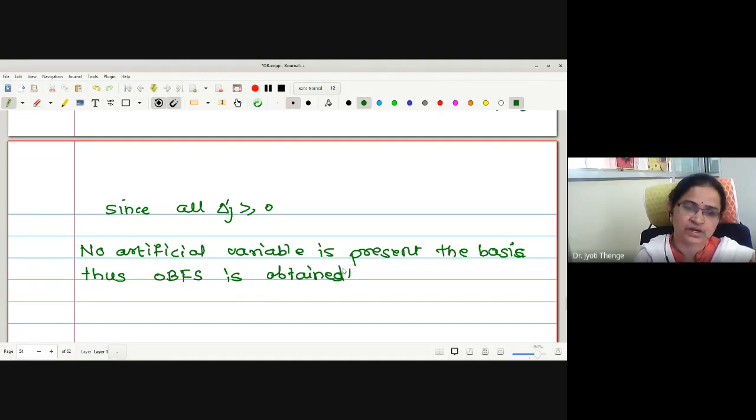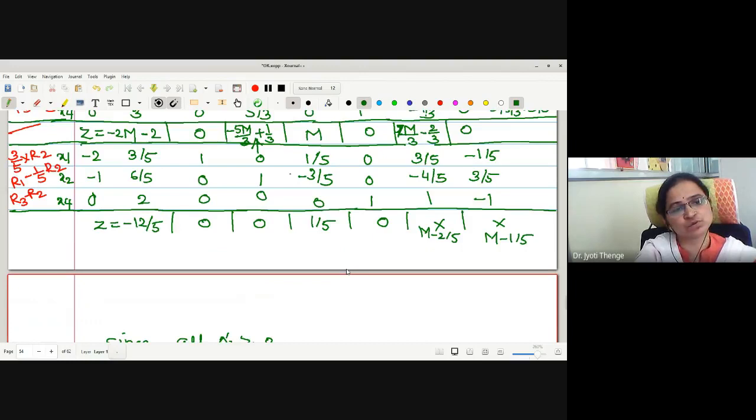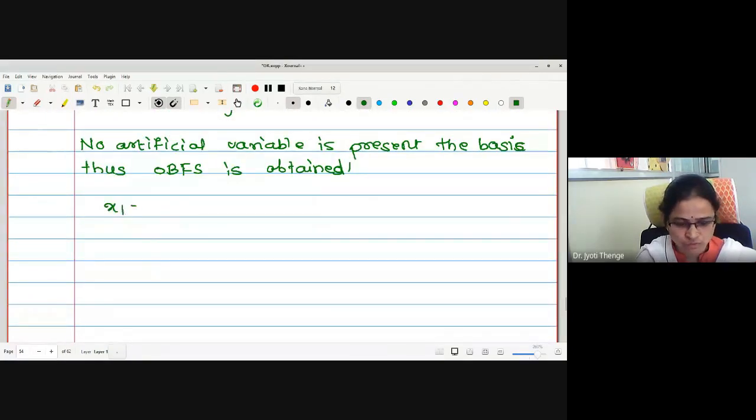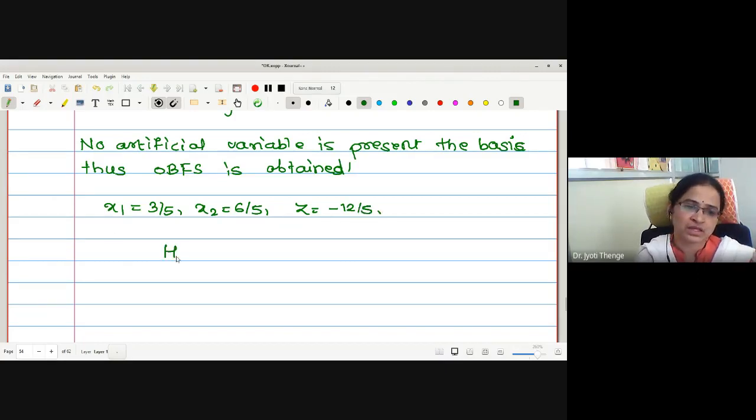OBFS is obtained. And what are the values of the solution? X1 is 3 by 5, X2 is 6 by 5, and Z is minus 12 by 5. Hence, the solution is obtained.